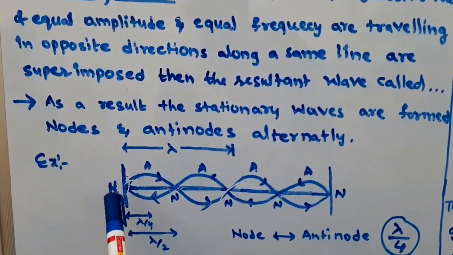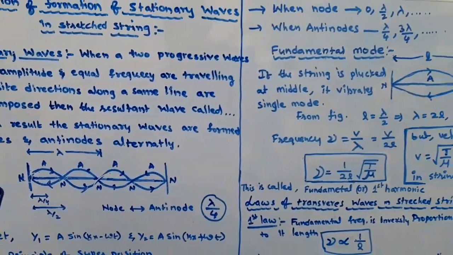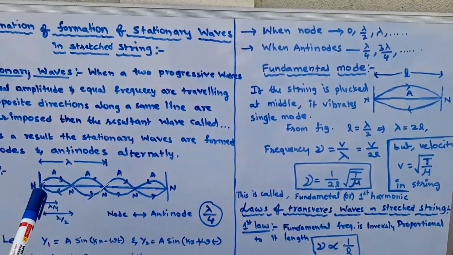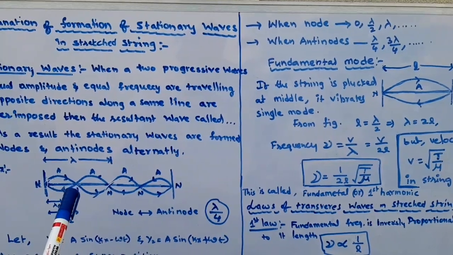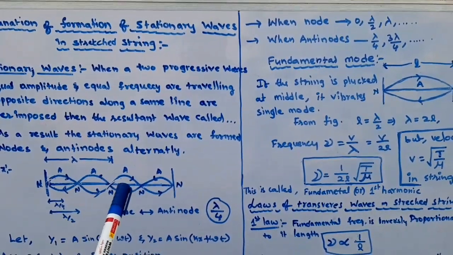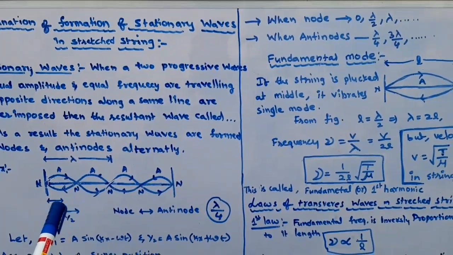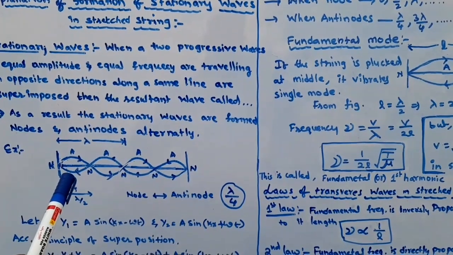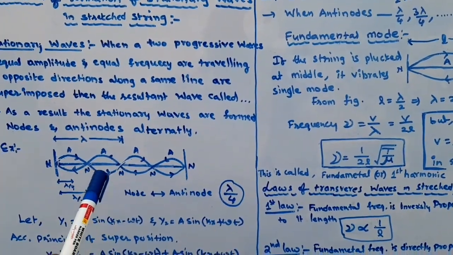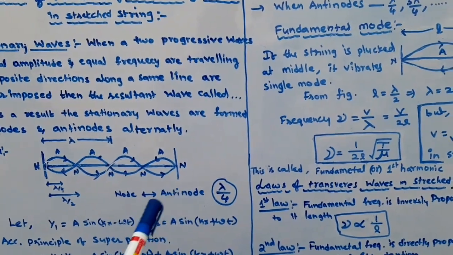Look at the wave. At 0, a node is formed. I will show everything like this. This is 0, a node is formed, and this is lambda by 2, and this is lambda. Like that, nodes are formed. The first antinode is formed at lambda by 4, the second at 3 lambda by 4, and 5 lambda by 4, and so on.